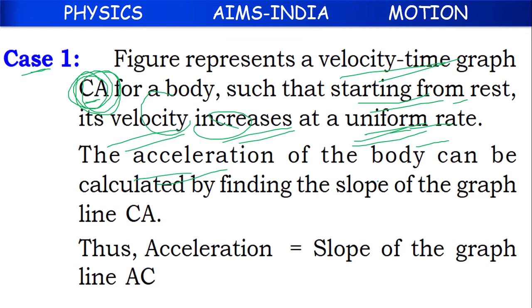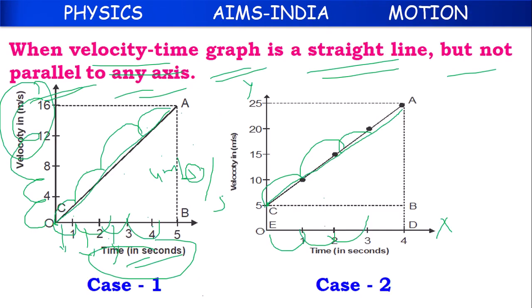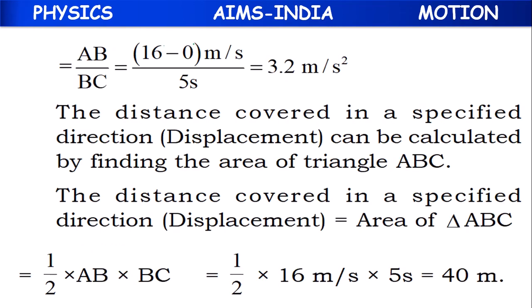So the acceleration can be calculated by finding the slope of the graph. Acceleration is nothing but the slope of graph AC. The slope of graph AC is y value by x value. This y value is equal to AB and the x value is equal to OB. So AB by OB, where AB is 0 to 16, the change in velocity is 16. OB is the time interval 0 to 5 seconds, so 5. So 16 minus 0 by 5 is equal to 3.2 meter per second square.